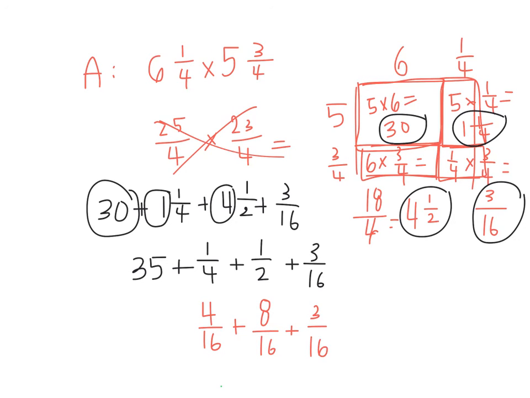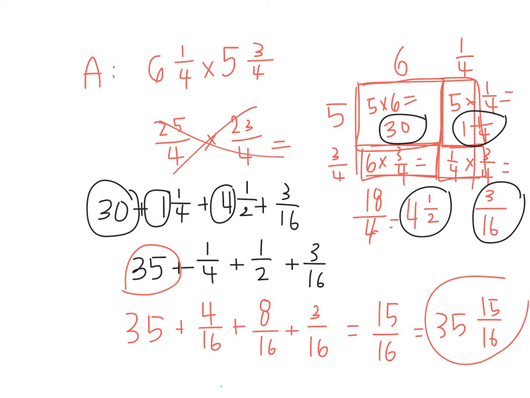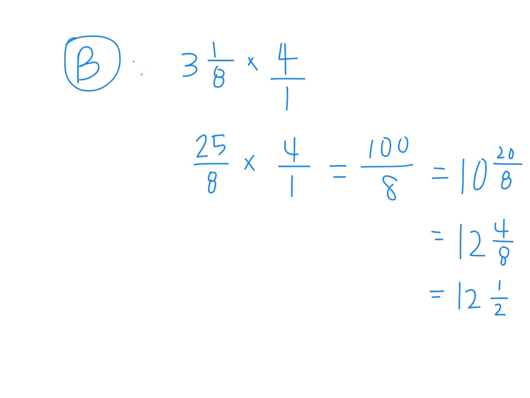3/16. Okay, if I have 4 16ths and I add 8 more, how many do I have? 12. If I add 3 more, how many do I have? 15. 15 16ths. So I have to add that to my whole number part. So my answer is 35 and 15 16ths. That's the window A. Okay, of course, is it feet? Square feet? Yes? Yeah. Okay.